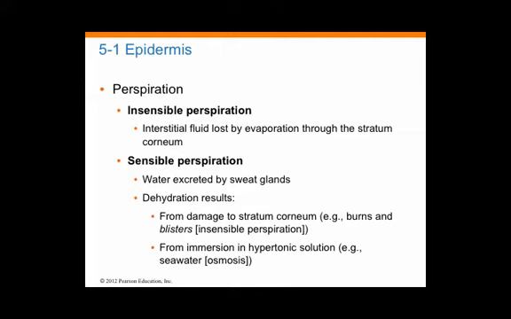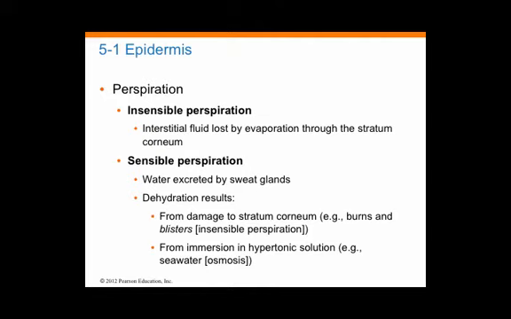The epidermis is the area where water can be lost from the body through perspiration. Perspiration can either be insensible or sensible. The type of perspiration we are all familiar with in daily life is sensible perspiration. Sensible perspiration is when water is excreted through the skin by sweat glands. It is a way to cool the body as well as a way to excrete salts. Dehydration occurs when too much water is excreted.